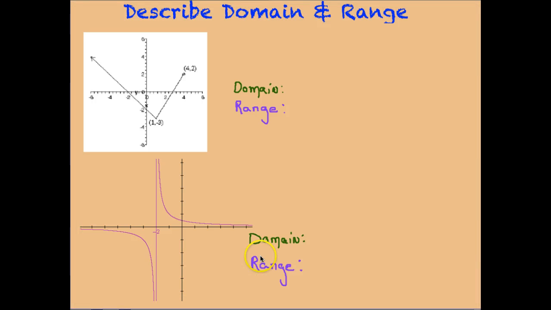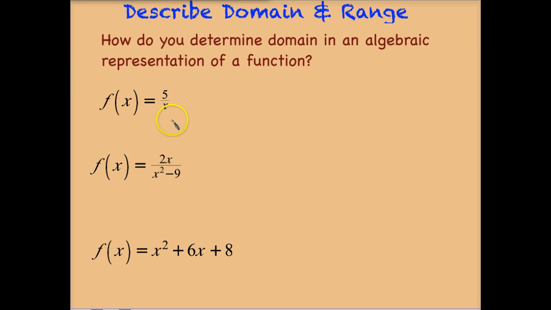Let's look at some algebraic representations. How do we determine domain in an algebraic representation of a function? Well, think about what domain is. Domain is every x value that works, every x value or every input that you can plug in that will give you an output. Well, what happens in this rational function? We have a fraction. Can we put every value in here for x and will it work? Well, what can we not divide by? We can't divide by 0. So x cannot equal 0. So in this case, every single number will work except 0.